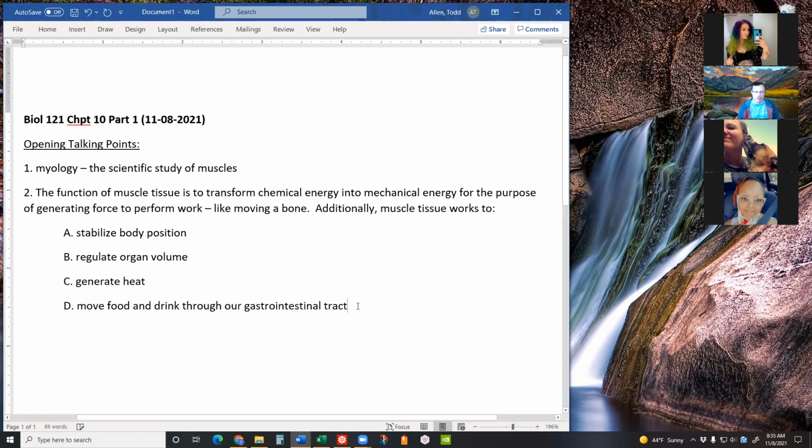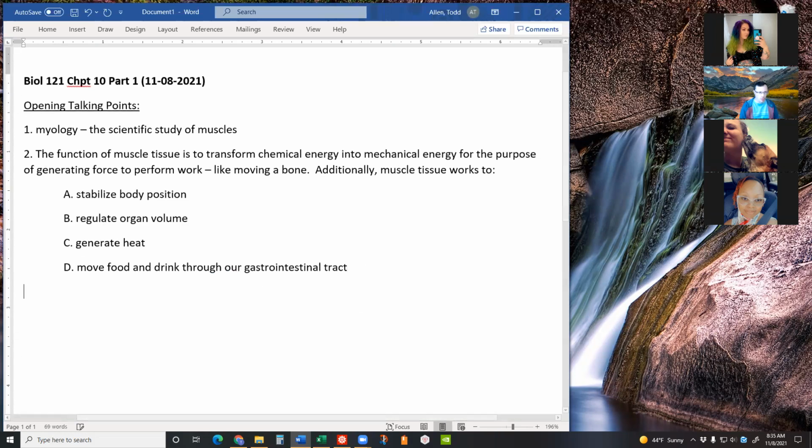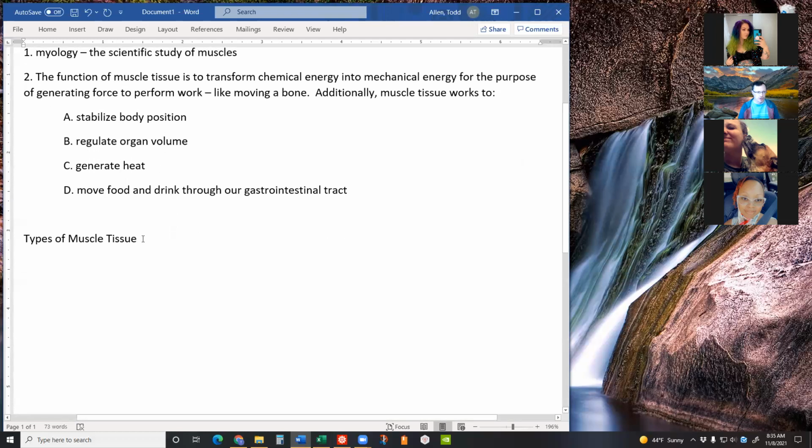All right, folks. So those are just some opening points. I'm next going to shift back to a quick description of the different types of muscle tissue in the body. And this should not be a surprise to you because you're all experts on it from chapter 4, right? We know we have skeletal muscle tissue. Skeletal muscle tissue.